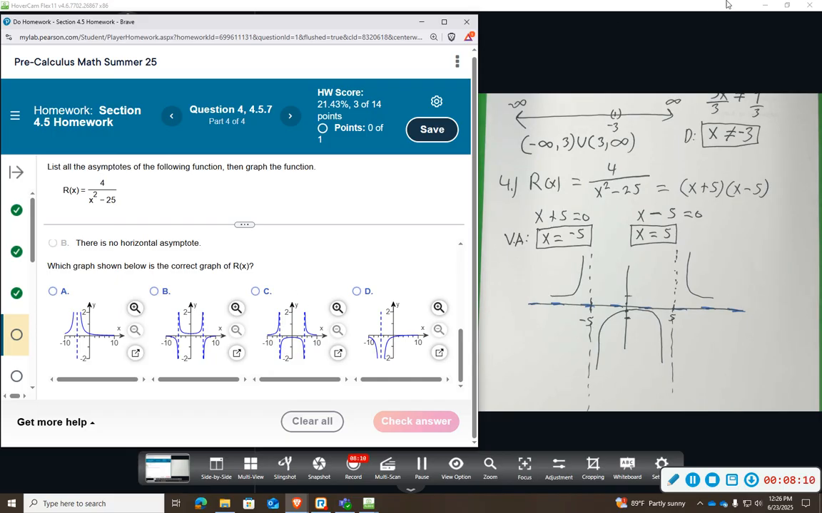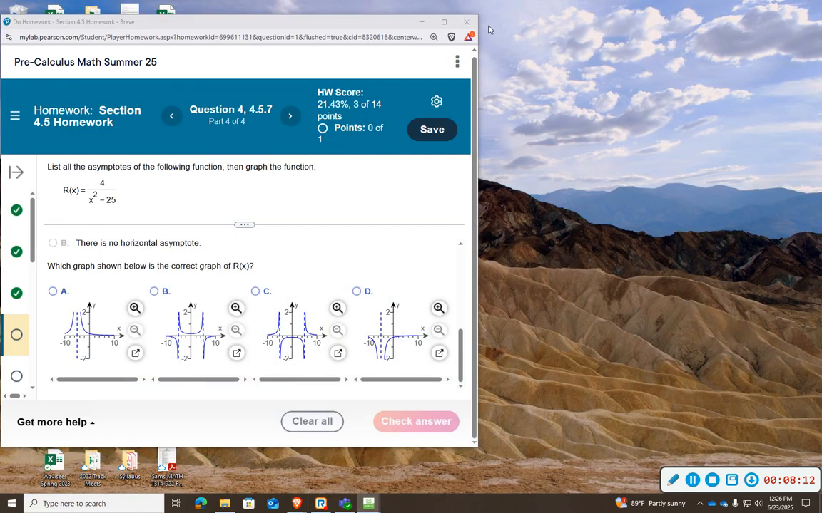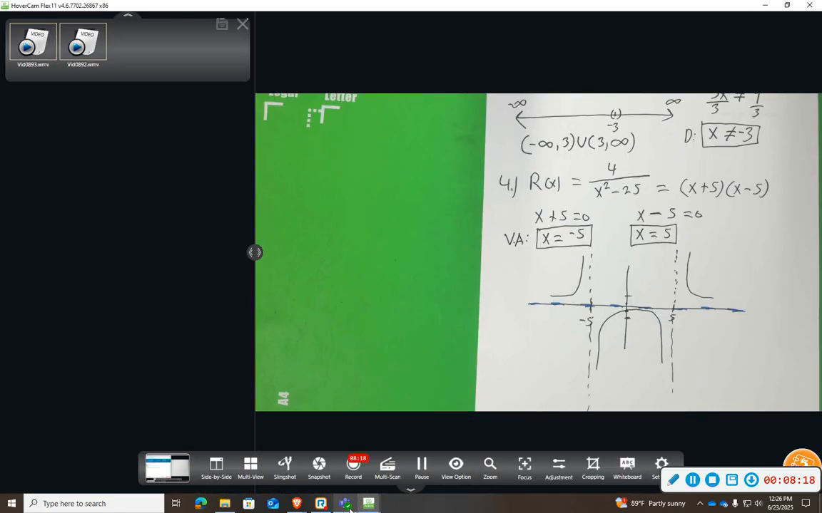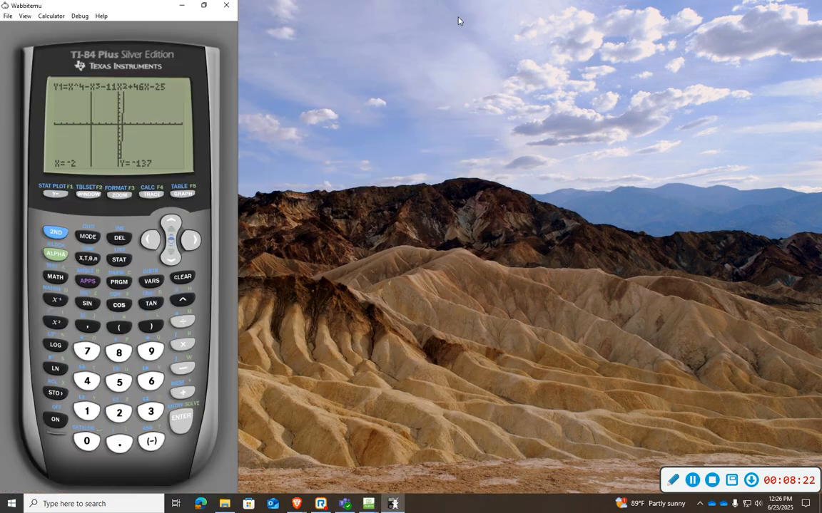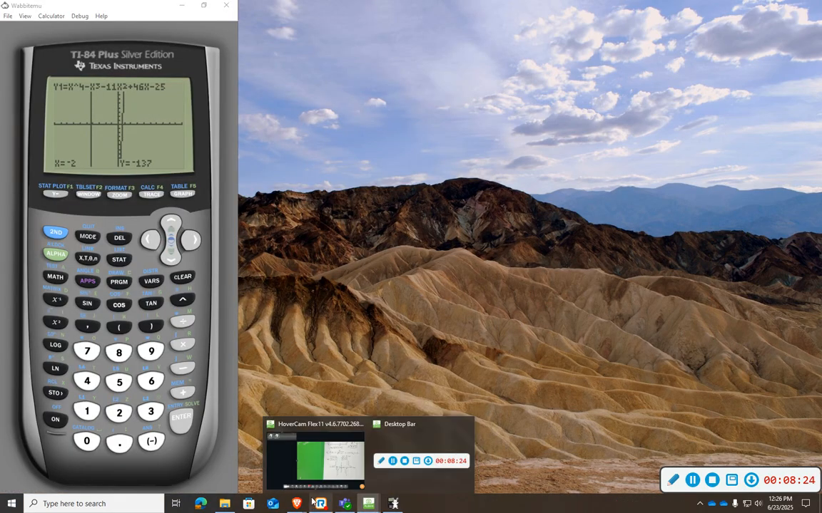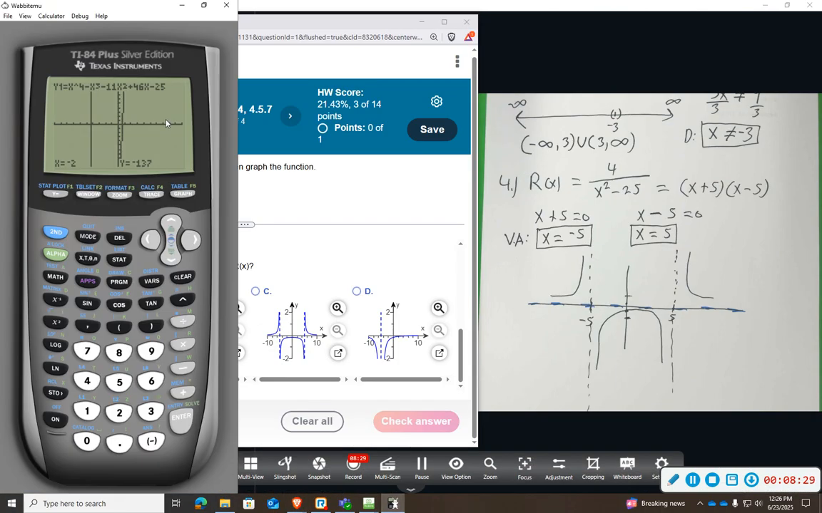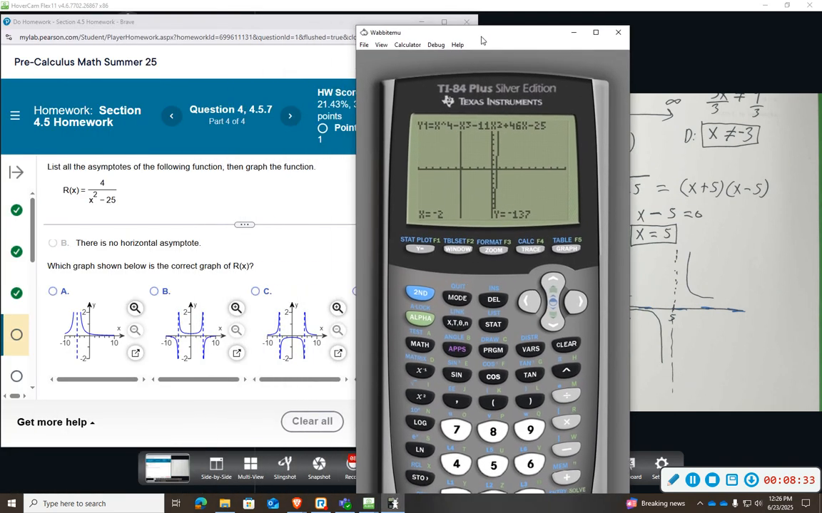I do want to show you also, if you have the calculator app, where did it go? Okay. So if you have the calculator app, we can also graph it and look somewhat similar. Look at their scale to make sure you get your graph to look as close as possible to what they have.